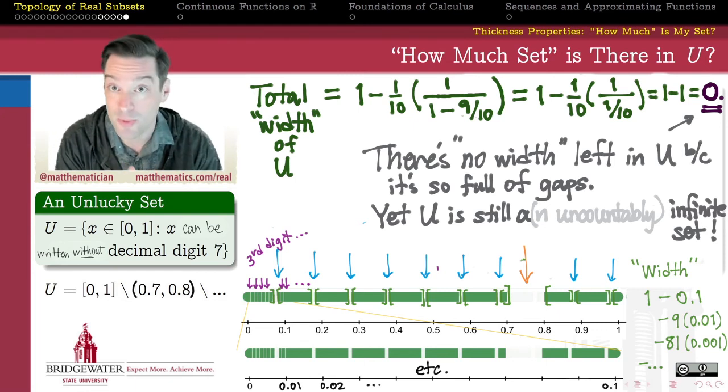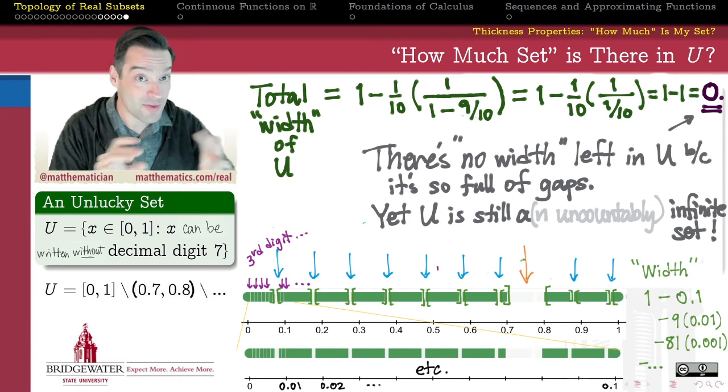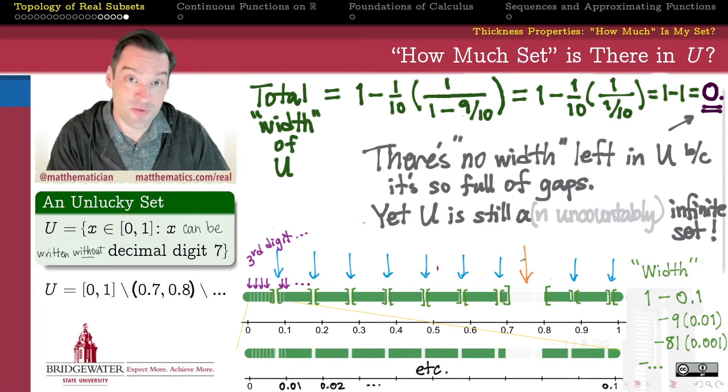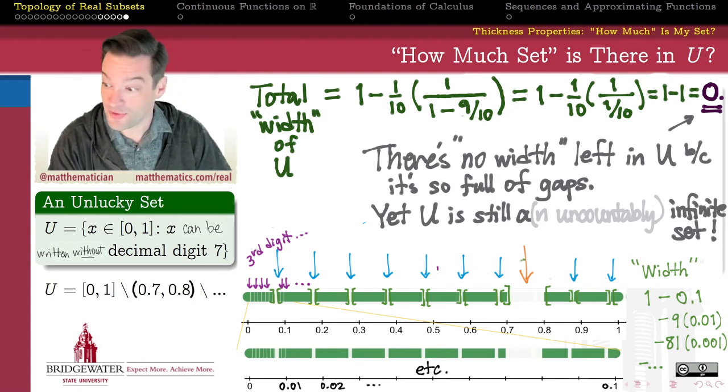But even just looking at the width, we expect that this unlucky set is going to be very sparse indeed because its total width is equal to 0. In the next few videos, let's take a look at some topological properties that can help us to answer the questions we're trying to answer.